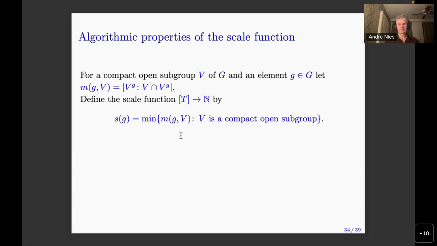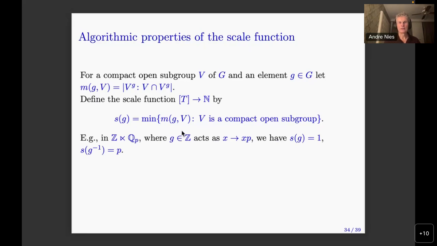So if G is discrete, this is trivial. If there's a normal compact open subgroup, then it's trivial. You only want to look at examples without normal compact open subgroups to make this interesting. But many examples don't have normal compact open subgroups. So even Z split extension by Q_p has an interesting scale, namely the conjugation by this generator of G that multiplies by p has actually scale 1, but its inverse has scale p, which means it's not unimodular.